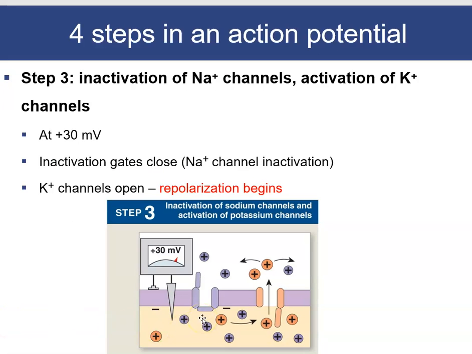Next, we are going to inactivate those sodium channels and activate the potassium channels. Potassium is also a voltage-gated channel. It opens at a plus 30 millivolts. So the inactivation gate closes so that sodium channels are inactivated. It is impossible now for any more sodium to enter the cell. These potassium channels, once they open, will allow repolarization. Okay? Potassium is going to start to move, and our charge is going to start to drop again. We have to come back to our resting potential.